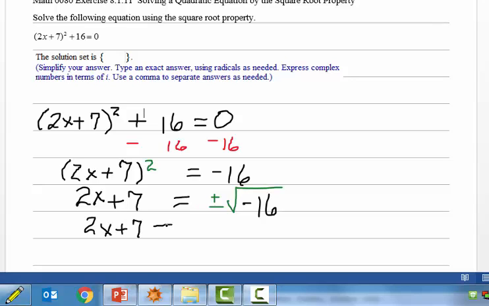And remember, the way that we do that is by rewriting the square root of negative 16 as the square root of 16 times the square root of negative 1. And the square root of 16 is 4. The square root of negative 1 is i. So this is plus or minus 4i.